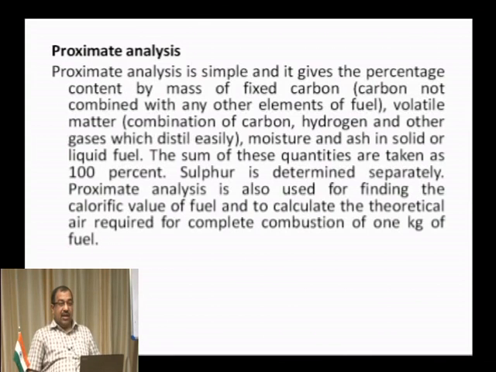In this, mass of fixed carbon is taken separately, and the combination of carbon, hydrogen and other gases is also taken separately. Fixed carbon separately, volatile matter and combination of carbon with hydrogen are taken separately, as well as moisture and ash in solid or liquid fuel. Combining all of this put together is taken as 100% in the case of proximate analysis.